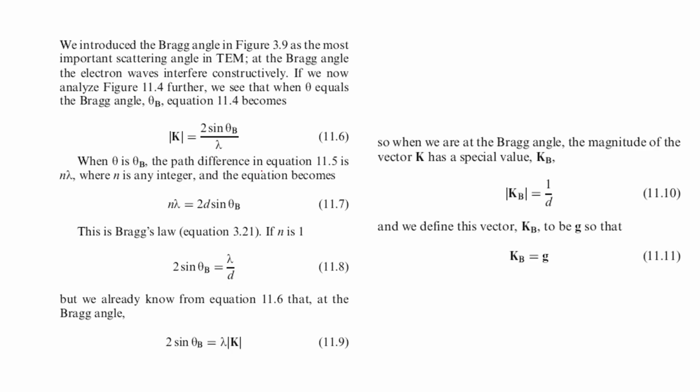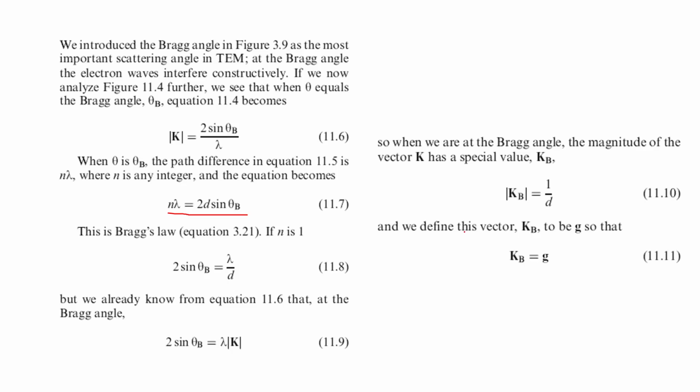So if the path difference of the two radiations, that is R1 and R2, is given by n lambda, where n is an integer, then you have your Bragg law as n lambda is equal to 2d sine theta b. If you rearrange this, you will get 2 sine theta b as lambda by d. And according to this, you have 2 sine theta is equal to lambda k. So using these two equations, you can have 2 sine theta b is equal to lambda k.